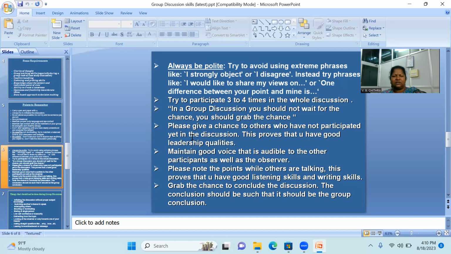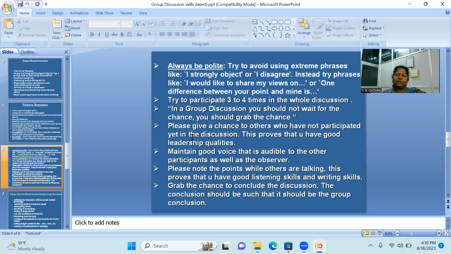Then try to give a chance to others who have not participated yet in the discussion. Here you cannot clearly point out a person by name or by showing your finger. Don't do it like that. Cleverly and gently, you can invite that person into the conversation by saying, for example, "In my opinion, women empowerment should be there in all organizations. So what do you think, Mr. Farooq?" In such a way, gently you can invite that person into the discussion.